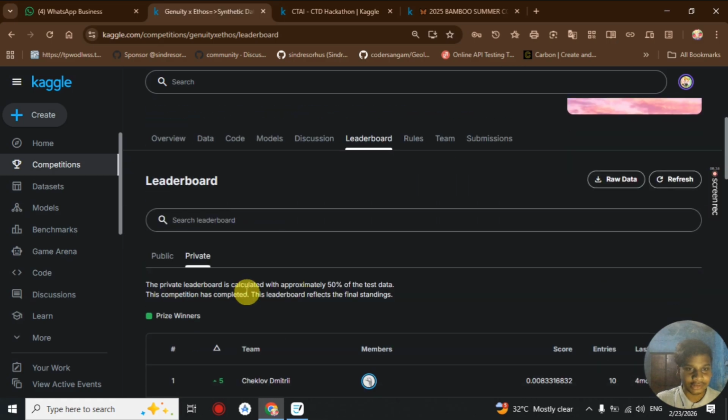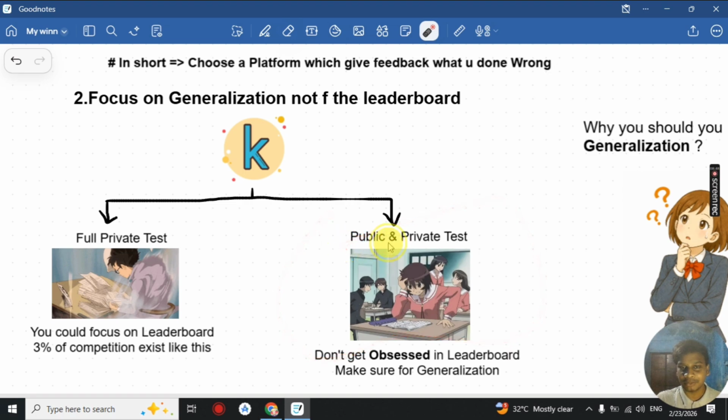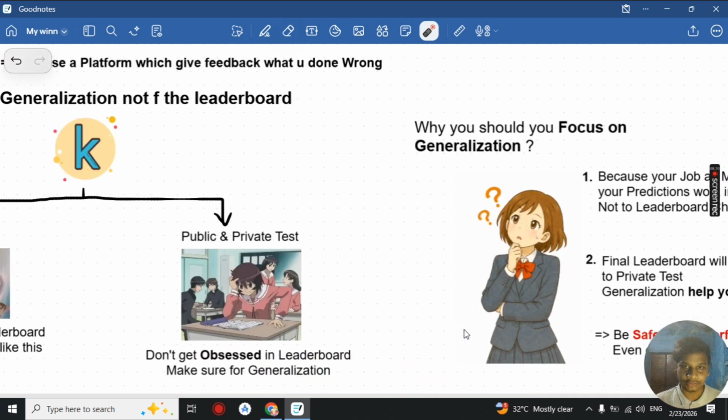And for the private versus public one, basically 10 to 90% of the data remains in the public dataset, and the others remain in the private dataset. If you are in this competition, don't ever get obsessed with the leaderboard. You should focus on generalization, because in this competition the rank is defined on how well your model generalizes, unlike the full public dataset, where you see your actual leaderboard ranking directly. About 3% of competitions are like that, but 97% of competitions lie in the public and private test. So if you are in such a competition, don't get obsessed with the leaderboard, always make sure of generalization.